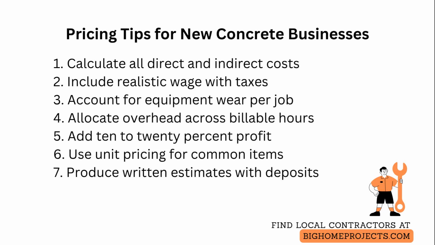Indirect costs are overhead like insurance, van and tool maintenance, office time, permits, and marketing. Allocate these across projected annual billable hours to get a per hour overhead rate. Add a profit margin on top of total cost that reflects your market position and growth goals. For a new company, a target of between 10% and 20% is reasonable, and you can adjust as demand increases.